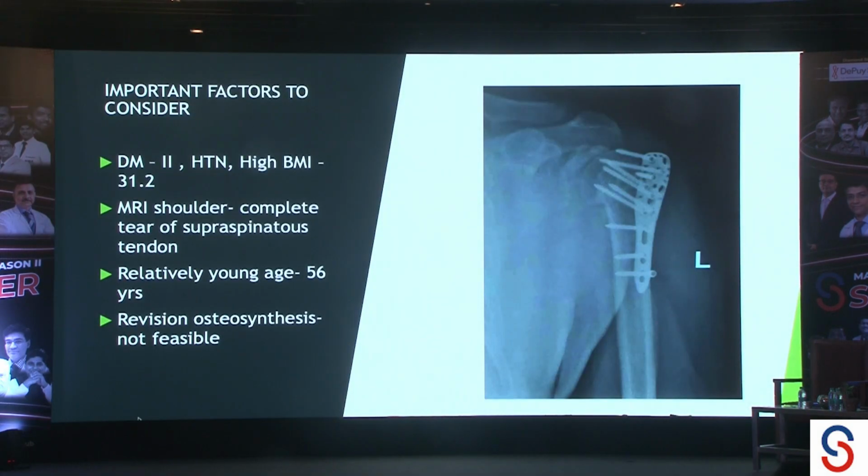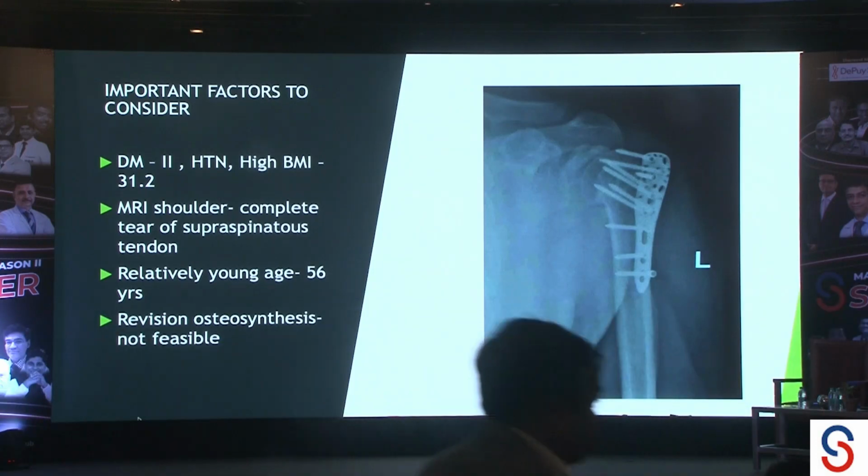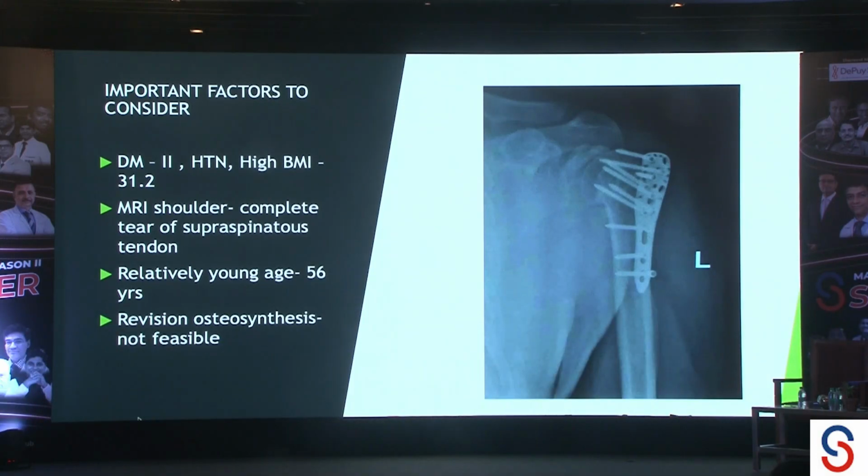Important factors for us to consider in his case were that he is a diabetic, he is hypertensive, he has a high BMI of 31.2, and as I said, MRI showed this tear, and his age was 56 years only. Revision osteosynthesis was not a feasible option because of this kind of fracture and that fragment inside.